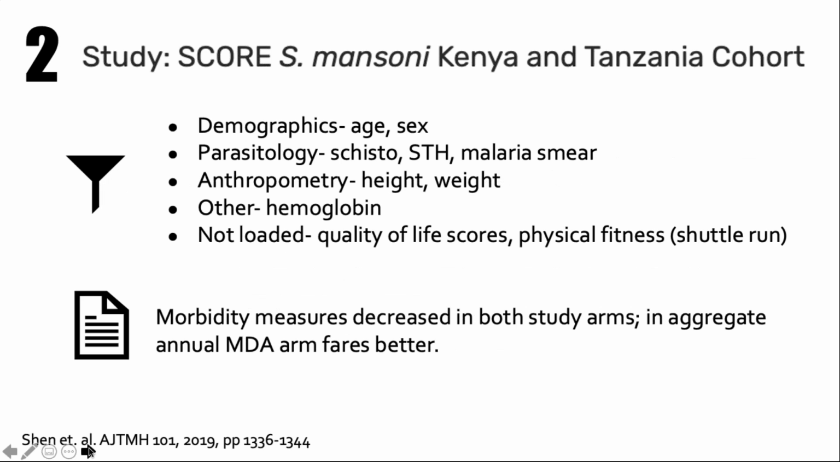If you look at data from this study, you will find demographics and parasitological data as for the other SCORE studies. But in addition, you will also find data on growth measures like height and weight of participants, and other data such as hemoglobin levels. The major finding of this study was that any form of MDA decreases morbidity, but that in aggregate, it is better to give MDA every year.